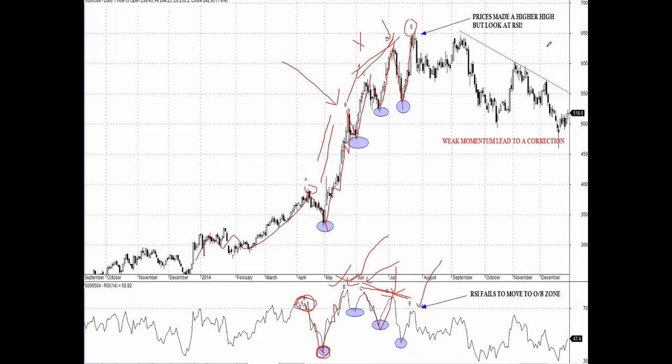That means this up move was not as strong as it was at A, at B, at C, or at D. And RSI has failed to move to an overbought territory. Momentum has weakened, and we may get a correction. Am I making myself clear?